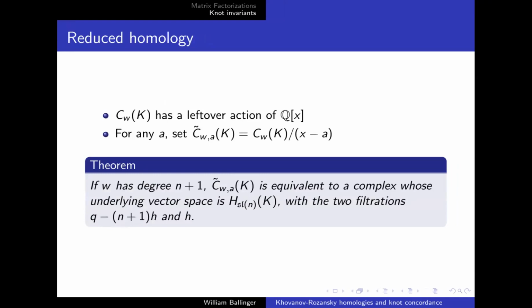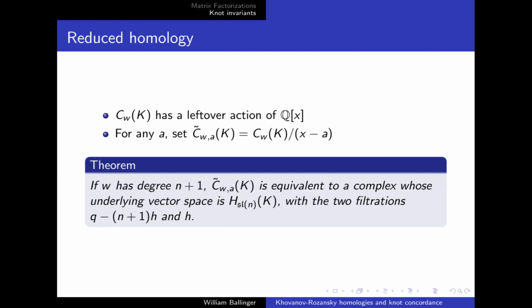Okay, and finally, I want to say that it's often more convenient to look at a reduced version of this homology, because there's a leftover action of Q adjoin X on this whole setup. This is to some degree due to the fact that we imposed that extra relation at every crossing by fiat instead of letting the differential take care of it for us, although there was a little bit left over in that case.